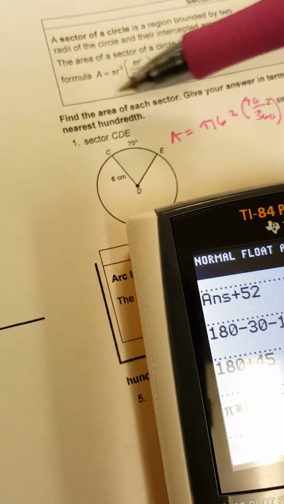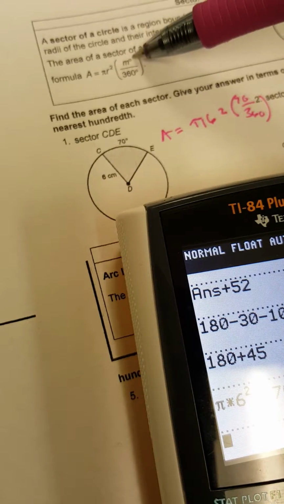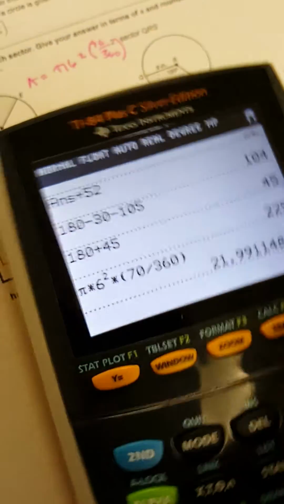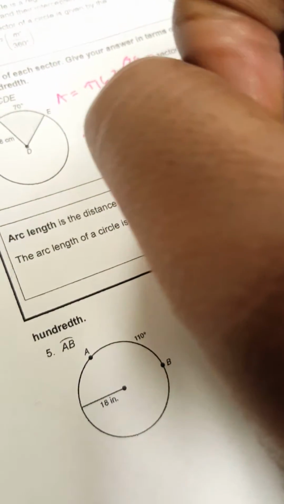And think about it like this. The first part of this formula is the area of a circle. But since you don't want to know the whole circle, you only want to know a piece of it, that's where the M over 360 comes from. So that would give me 21.99 centimeters, and since it's area, it is squared.